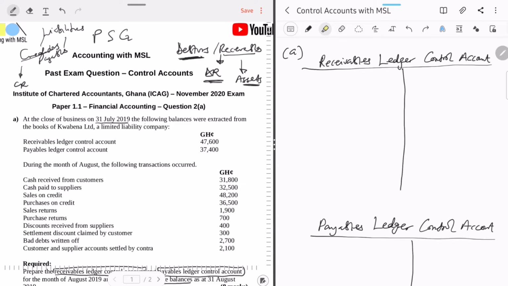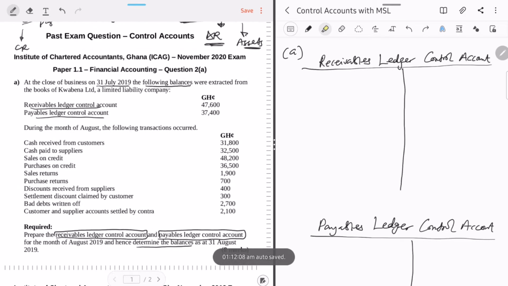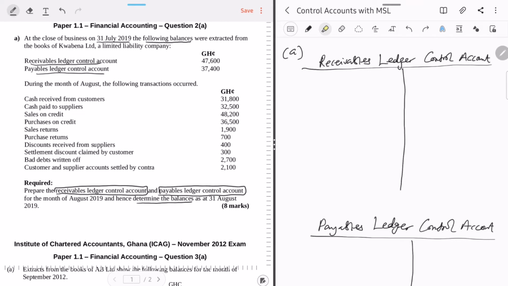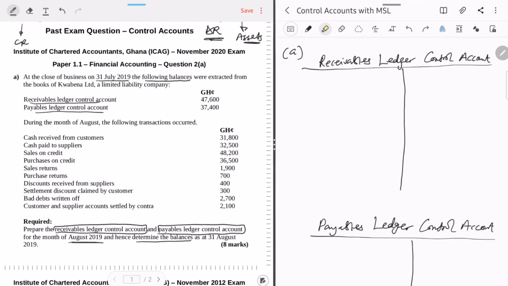They said that the following balances were extracted from the books of Kwabna Limited for the receivables ledger control account and payables ledger control account. So if you come down here, they are saying to prepare it for the month of August 2019. If you come here, the balances we had were as at 31st July 2019. So it means that these figures here, the 47,600 and the 37,400, will be the opening balances.